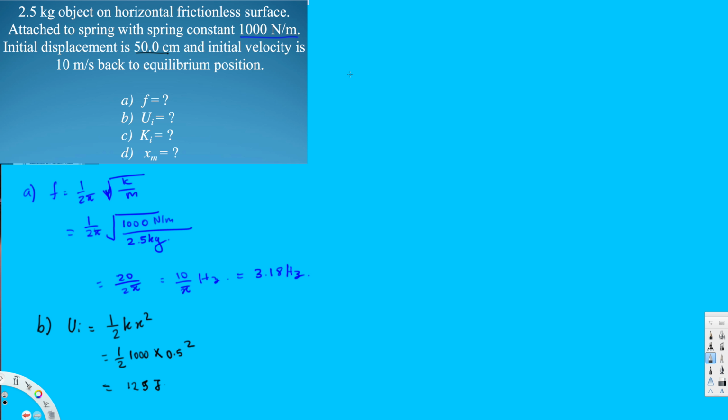So let's go to the D part. Initial kinetic energy is half m v square. So half m is provided, that is 2.5, and then v square is going to be 10. Here they have given the initial velocity, that is 10. So 10 square, that's going to give us 100 times 1.25, that's going to be 125 again, 125 joule. And the next question is asking to find the amplitude.